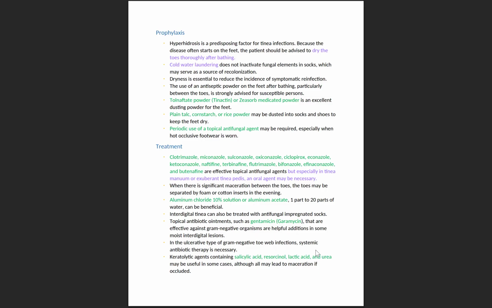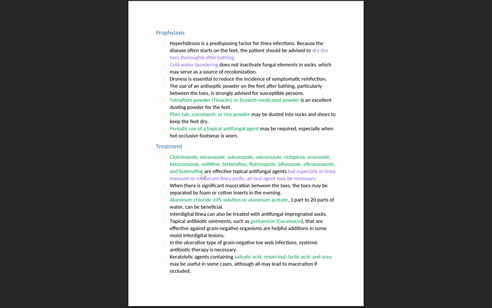The use of an antiseptic powder on the feet after bathing, particularly between the toes, is strongly advised for susceptible persons. عندنا ممكن نستخدم powders. Zeasorb medicated powder or Tinactin powder is an excellent dusting powder for the feet, هذه ممكن نستخدمها. A plain talc, cornstarch or rice powder may be dusted into socks and shoes to keep the feet dry. ممكن هذول نخليهم على الشوز أو على السوكس. Periodic use of topical antifungal agents may be required, especially when hot, occlusive footwear is worn.